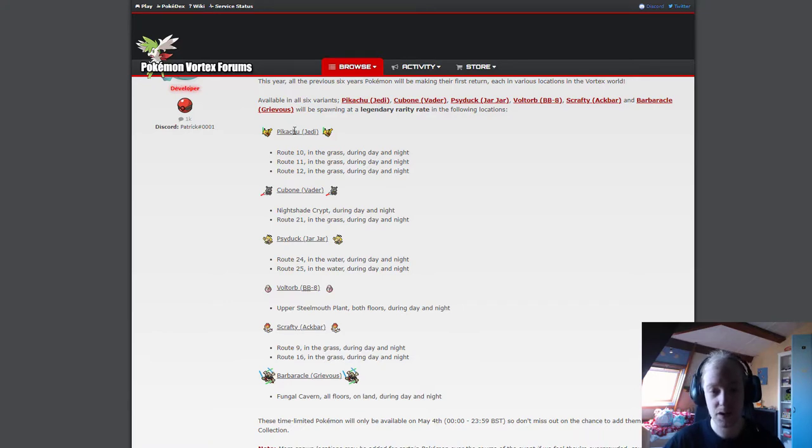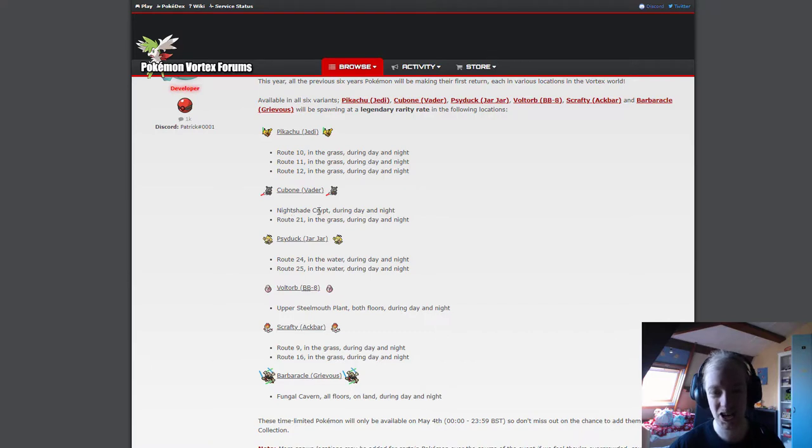Pikachu Jedi, the very first one, I believe. Or is it Cubone? I feel like Cubone Vader was the first one. Anyway, Pikachu Jedi will appear on routes 10, 11, and 12 in the grass during day. And all of them appear during day and night. But do note that a location might have water and grass, or grass and cave. No, water and cave encounters. So pay attention to exactly where. And there is a post on the forums that will be linked in the description of this video. You can check it out to figure out where the Pokemon that you're looking for are.